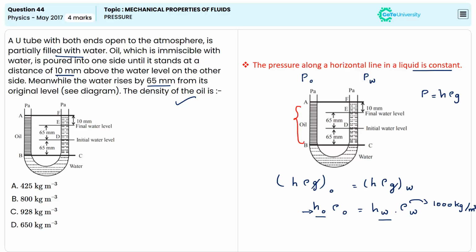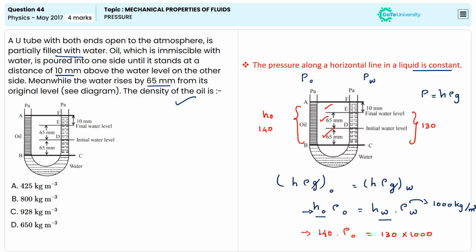The value of h oil can be calculated as 65 plus 65 plus 10, which will be 140. Whereas the height of water is 65 plus 65 only, which is 130. So let us apply the values here. 140 times rho of oil will be equal to 130 times 1000.